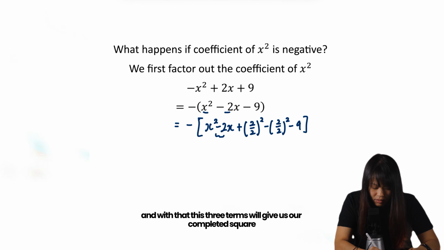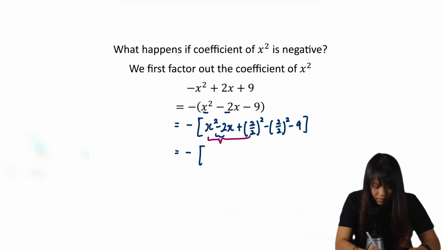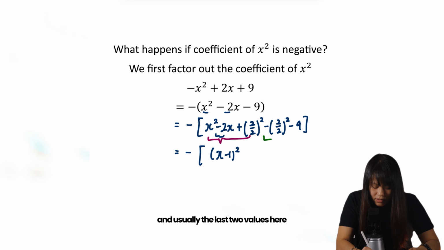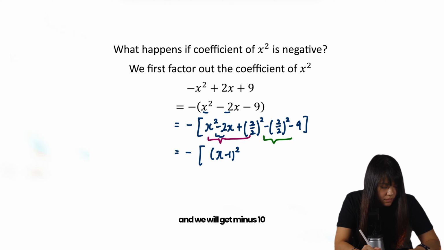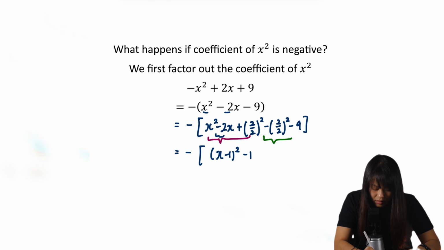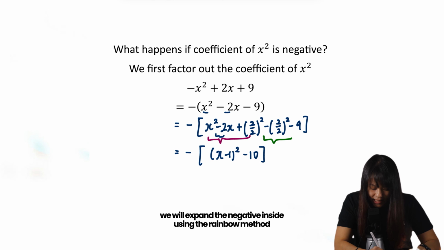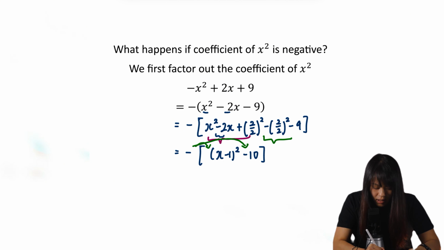And with that, these three terms will give us our completed square. Usually, for the last two values here, I will suggest my students key this in the calculator, and we will get −10. One last step, we will expand the negative inside using the rainbow method, and we will get −(x − 1)² + 10.